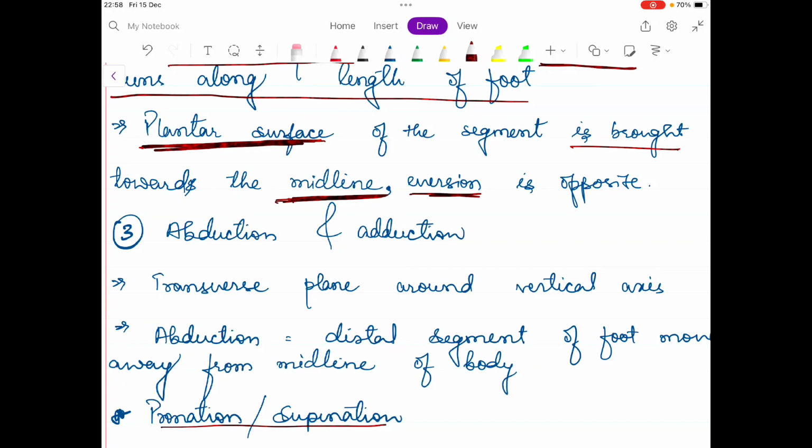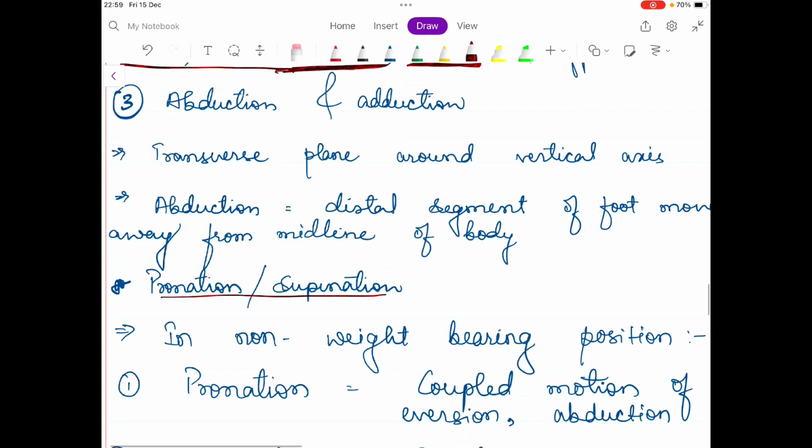I will repeat it again. In inversion, the plantar surface of the foot is brought towards the midline of the body. And in eversion it is completely opposite. That means the plantar surface of the foot is brought against the midline.